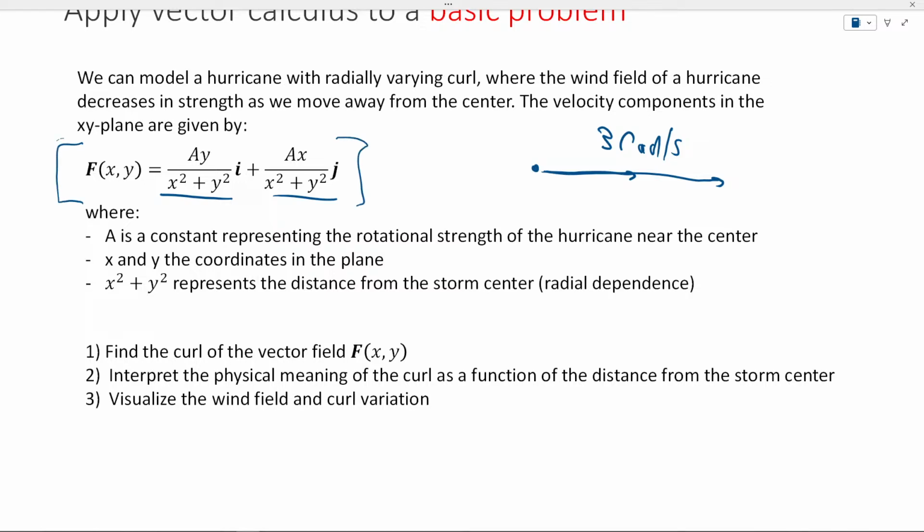So you know how to do this. The curl of this vector field is equal to the cross product of the del operator with F, and that will give you the curl of F. Interpret the physical meaning of the curl as a function of distance from the storm. So you will see how the curl is very high near the center, and decreases as you go away from the center. And visualize the wind field and curl variation.